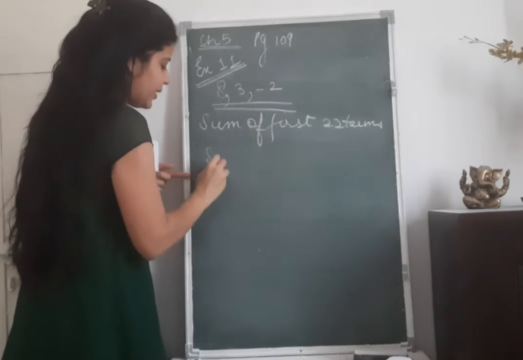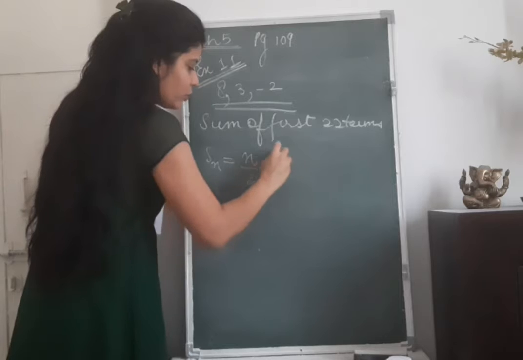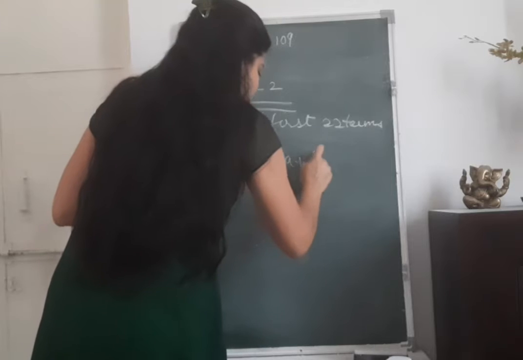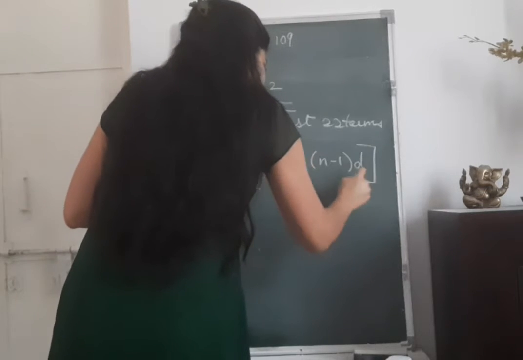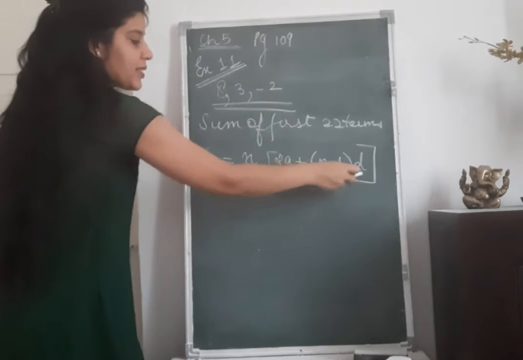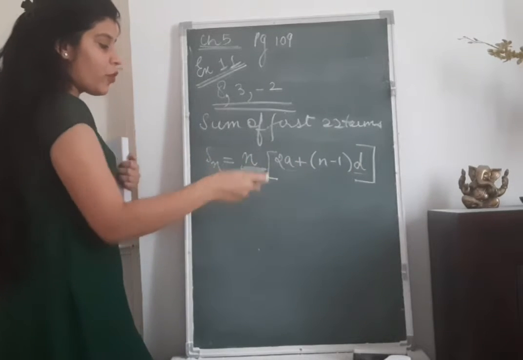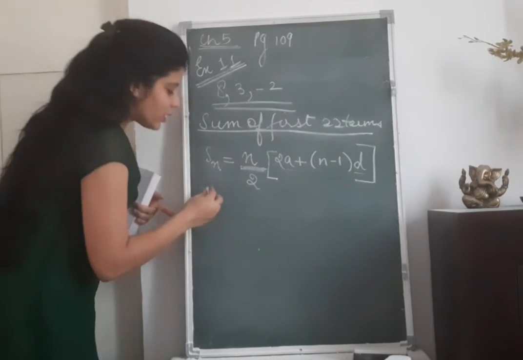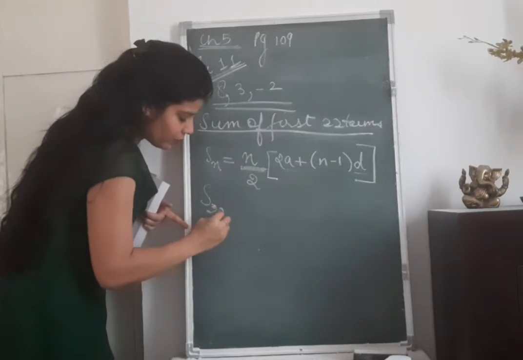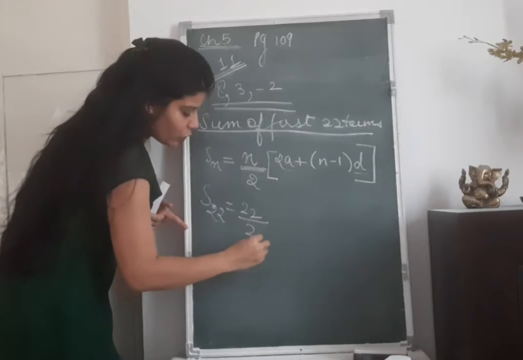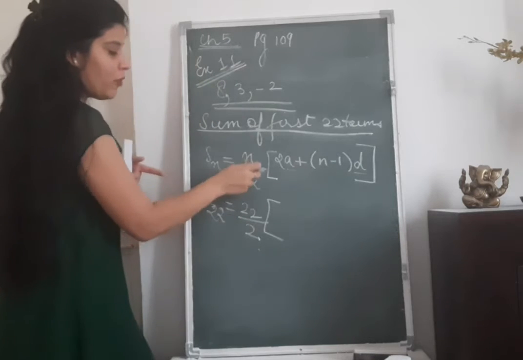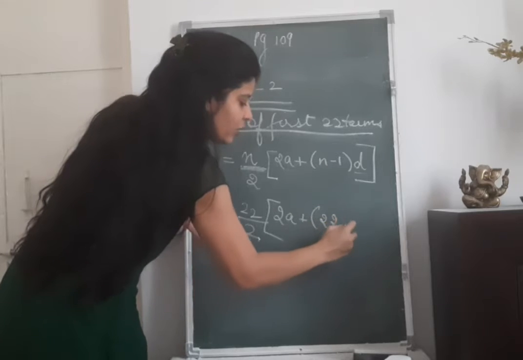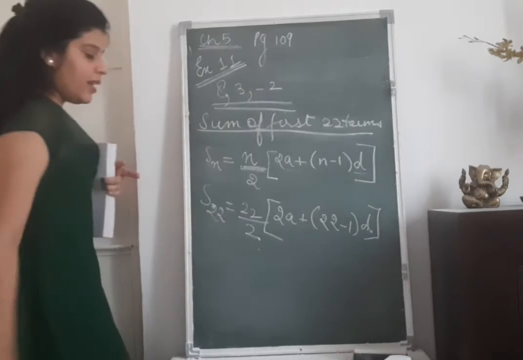We know sum of first n terms is equal to n upon 2 into 2a plus n minus 1 into d. Right? Where a is the first term, d is the common difference and n is the number of terms for which you want to find out the sum. So for how many terms I want to find out the sum? For 22 terms. So S of 22 is going to be equal to 22 upon 2. Right? I am just putting the value of n as 22 in this formula. 2a plus 22 minus 1 into d.